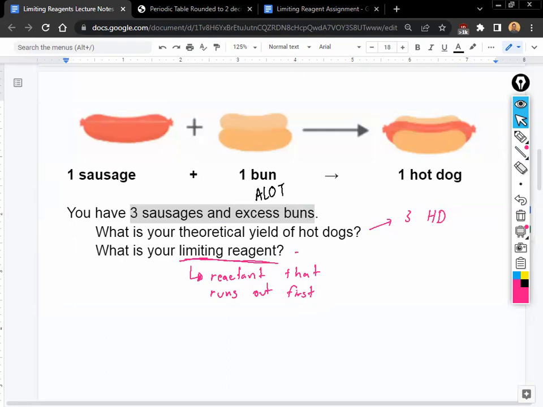Okay, so in this situation, we already said that we run out of the sausages first, and so that is going to be our limiting reagent. The limiting reagent here is going to be the sausage. Whatever you run out of first is what we call our limiting reagent.